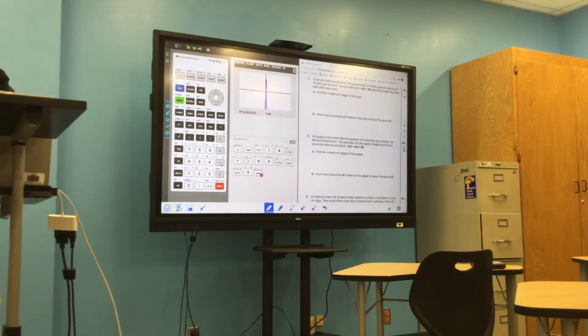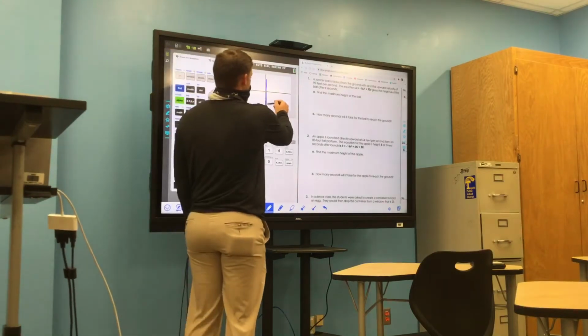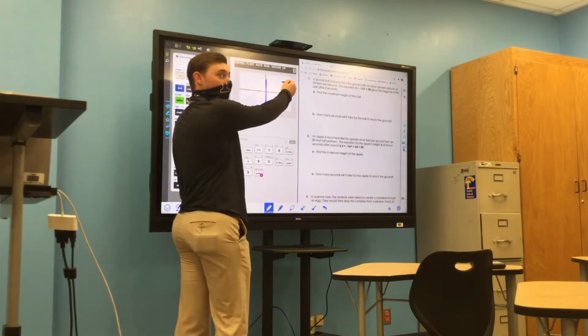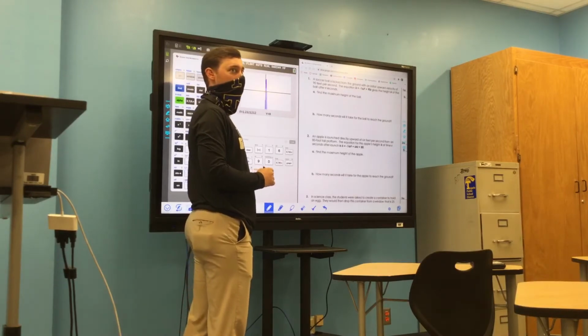But I still need to know for number one, A, it tells me to find the maximum height of the ball. So when I look at my graph, where would my maximum be? Right here, yes? That's as high as the ball is ever going to get. So we have to figure out what that value is.